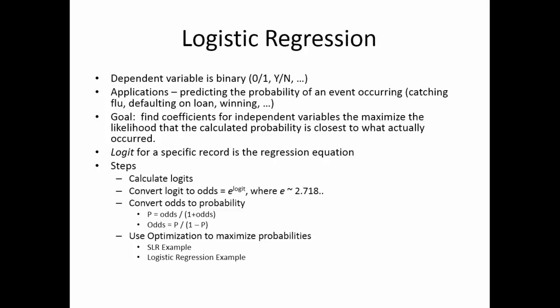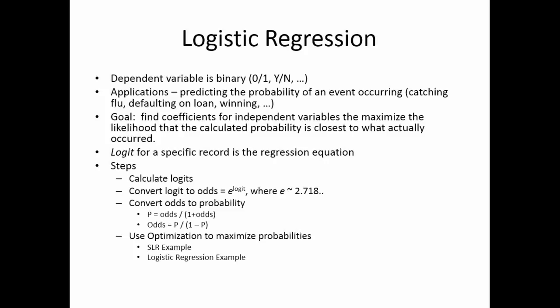So, like regression, we want to find, using some methodology, what the regression coefficients are. It's the same thing, but what we're trying to do is maximize this calculated probability. Now, there are some terms that I'll be using later. One of them is called the logit, L-O-G-I-T. For a particular record or a particular data point, it's the regression equation. So if we've got a sample of size 20, then we need to calculate 20 regression equations, or 20 logits.